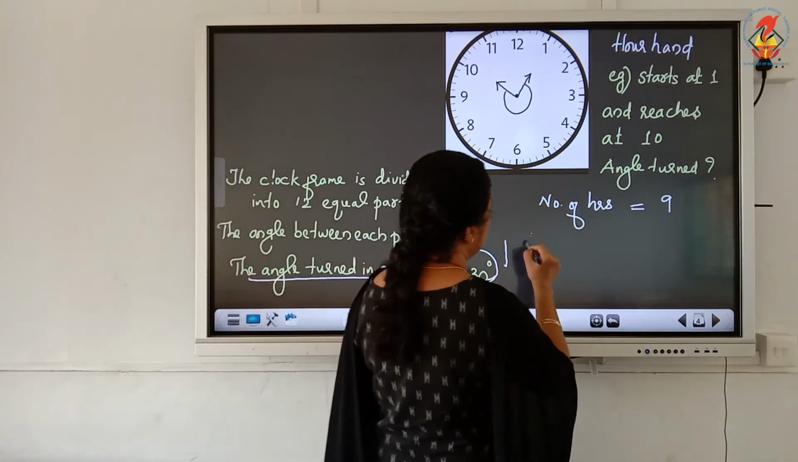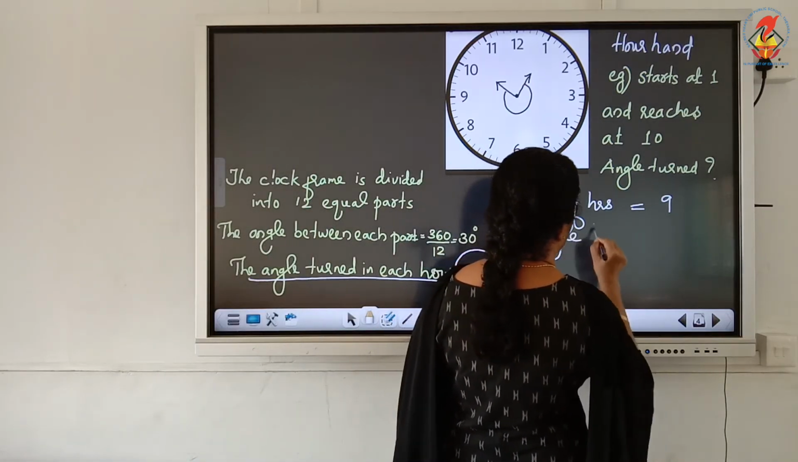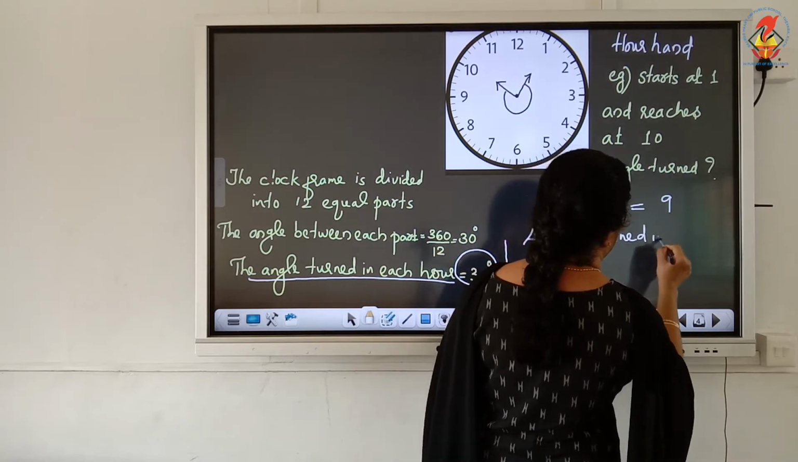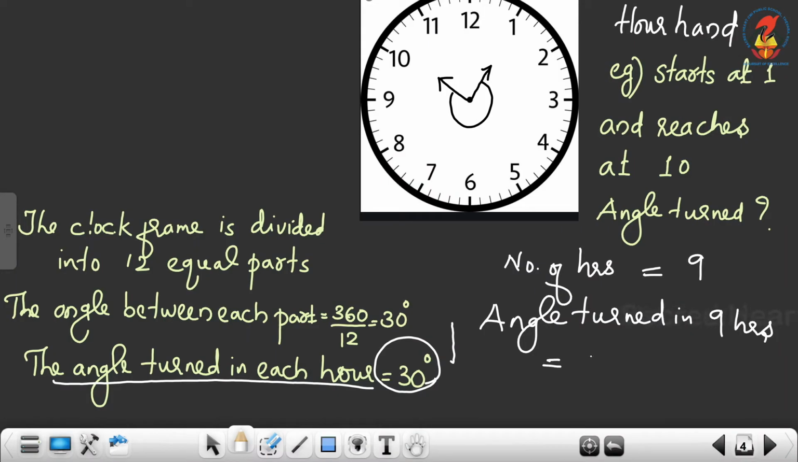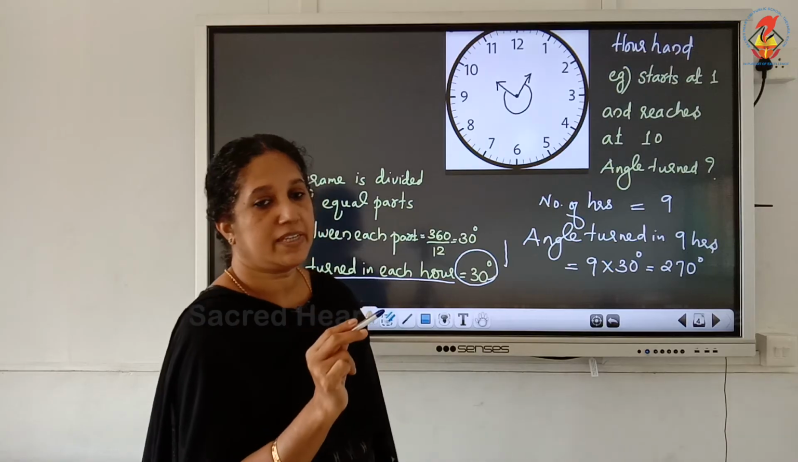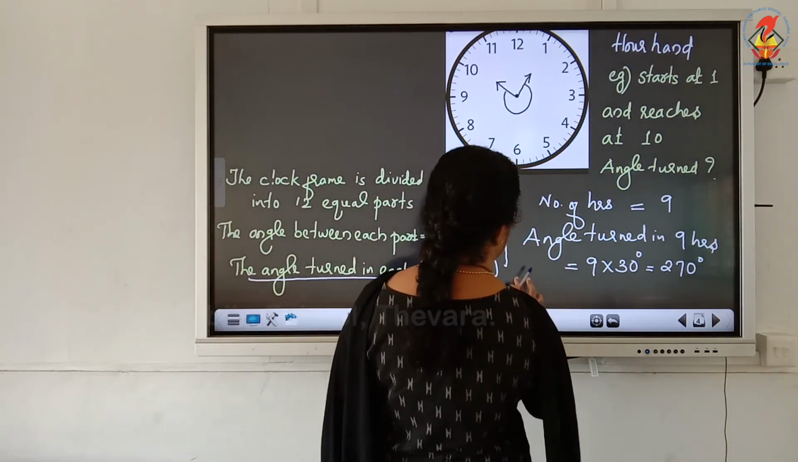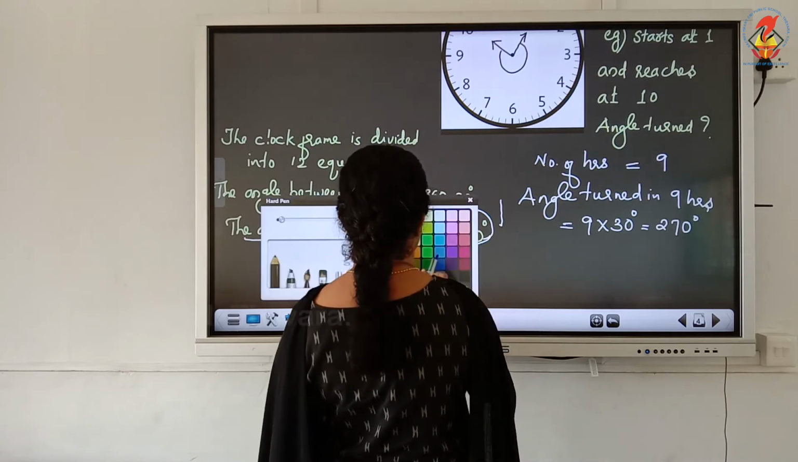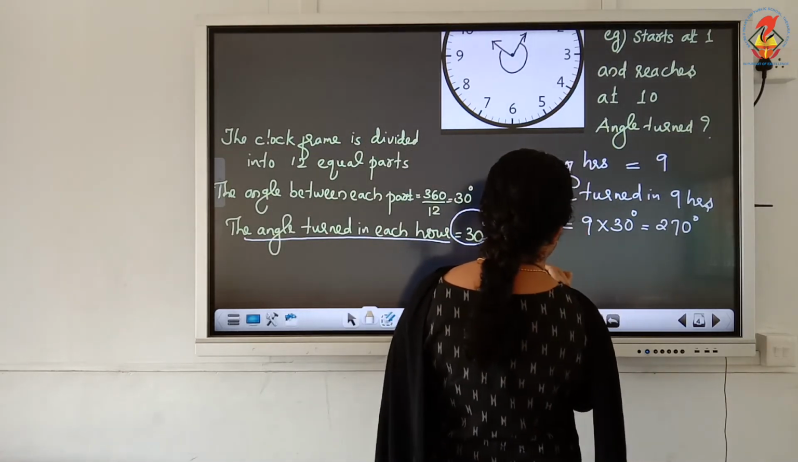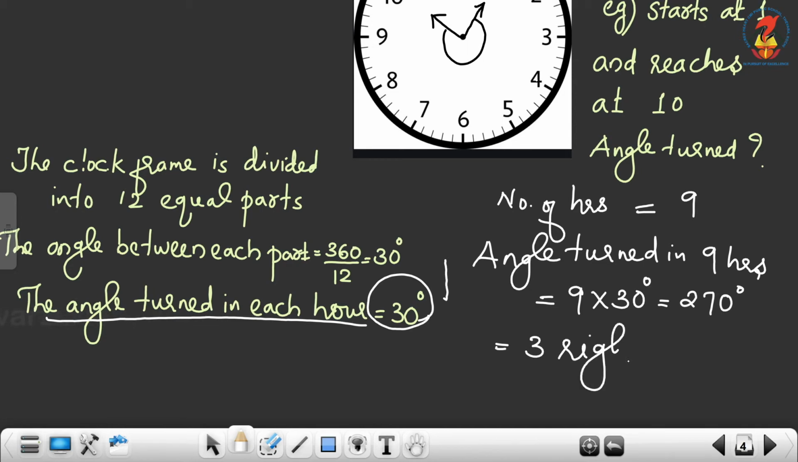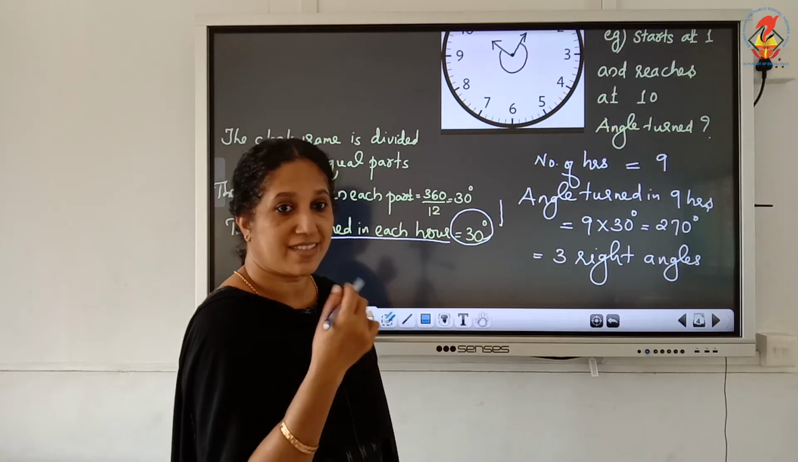So what is the angle turned in 9 hours? Angle turned in 9 hours equals 9 into 30 degree, which is equal to 270 degree. And 270 degree means how many right angles are present there? 3 right angles. So we can say that the angle turned is 270 degree, or we can say that the angle turned is 3 right angles.